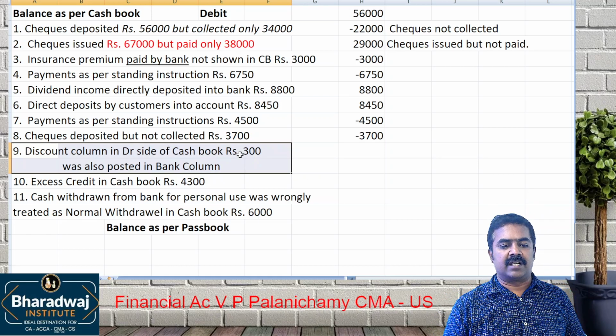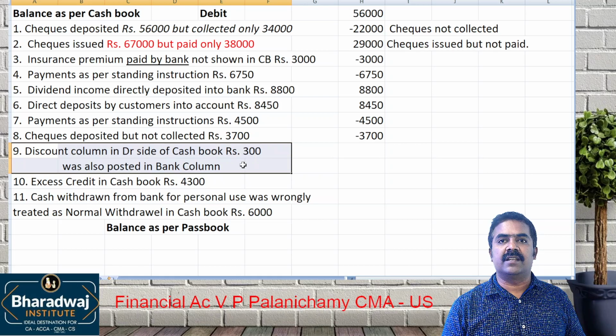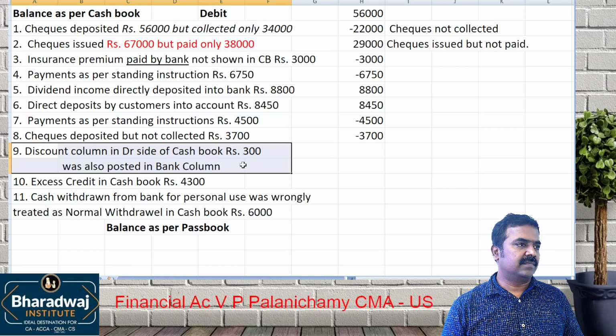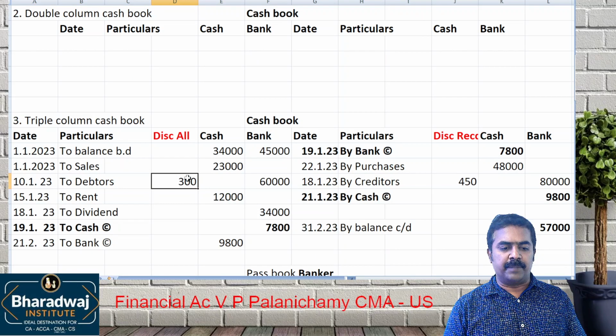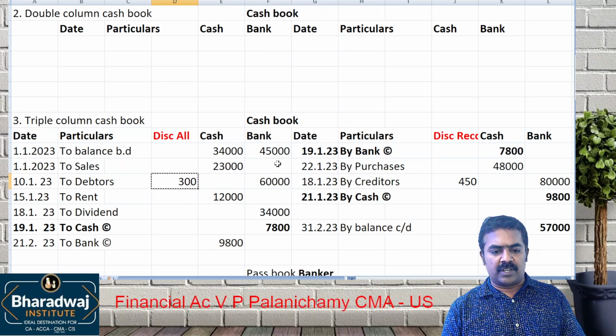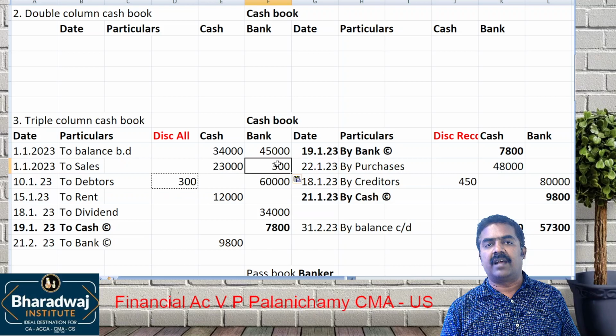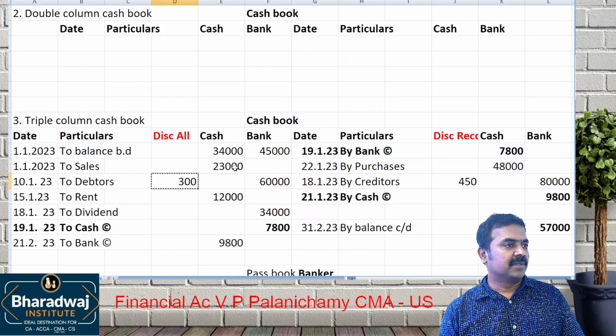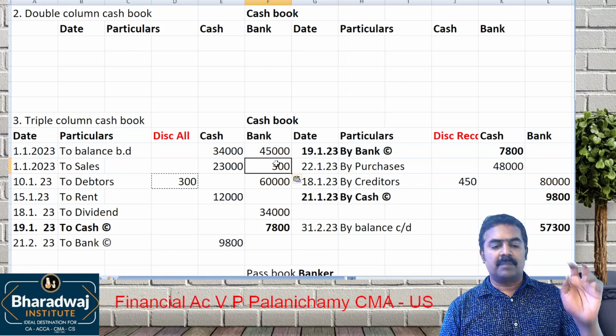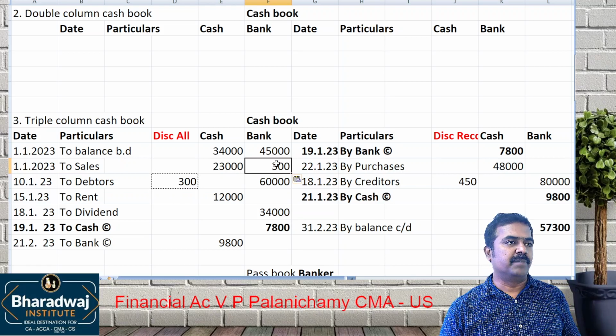Discount in the debit side of cash book, 300, was also posted in the bank column. Think. See, this discount of 300 rupees, this also was posted in which column? Bank column. Actually, we should have recorded it in the discount column, but what have we done wrongly? We have recorded it in the bank column. Because of this, what would have happened?